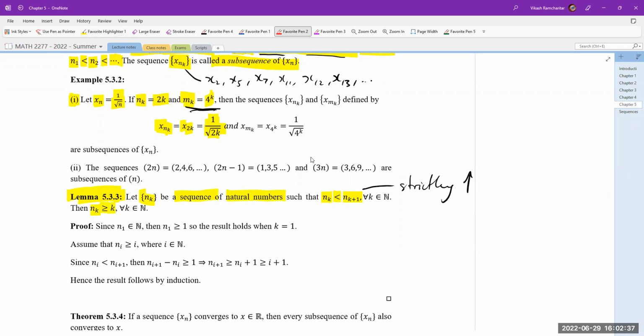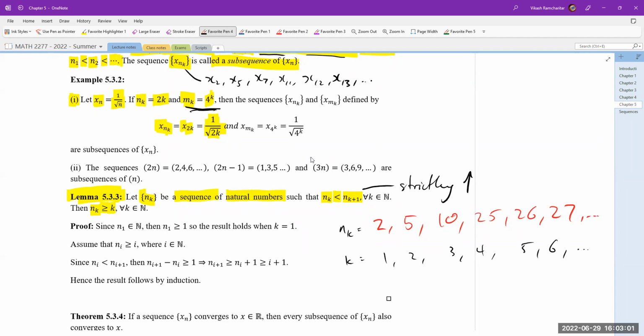Okay, what does that mean? Let me give you an example. What's a strictly increasing sequence of natural numbers? 10, let's go 25, 26, 27, and so on. So this is nk. k is the term. So this is the first term, second term, third term, fourth term, fifth term, sixth term, and so on. They are saying that nk is always bigger than or equal to this guy. Okay, so you see it works out. It's always bigger than or equal to this guy.